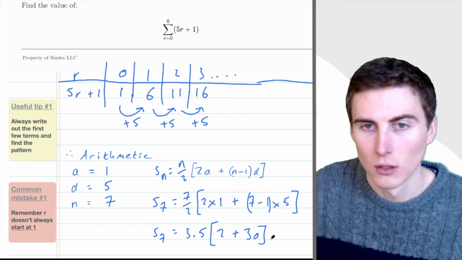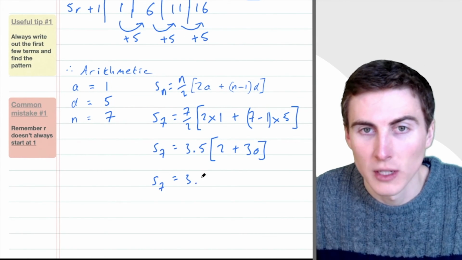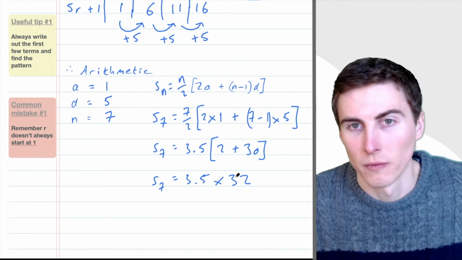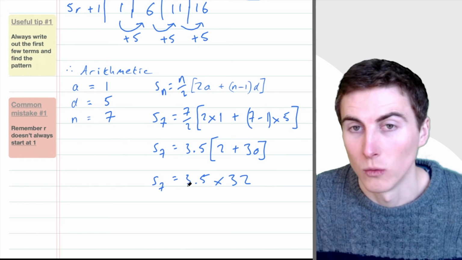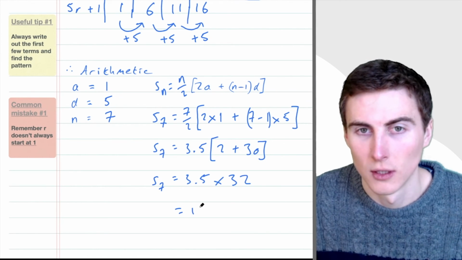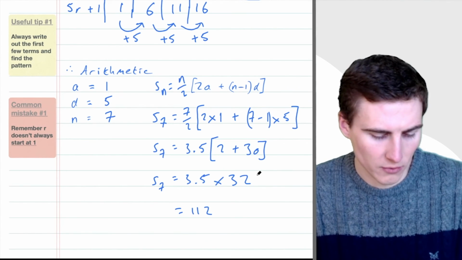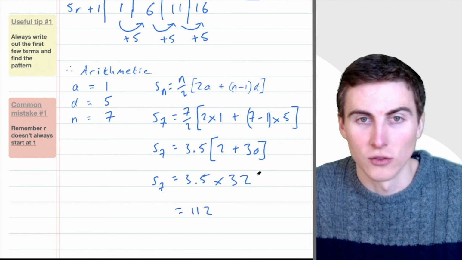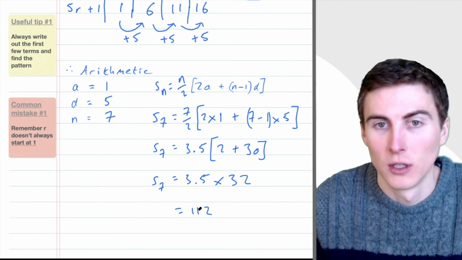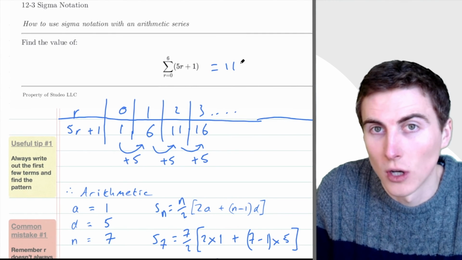So S of 7 equals 3.5 times 32. So 32 times 3 would be 96. Add the 16 is 112. And just check that on a calculator. 3.5 times 32, 112. So the sum of these 7 terms is 112. So you could literally up here say that this whole thing equals 112.